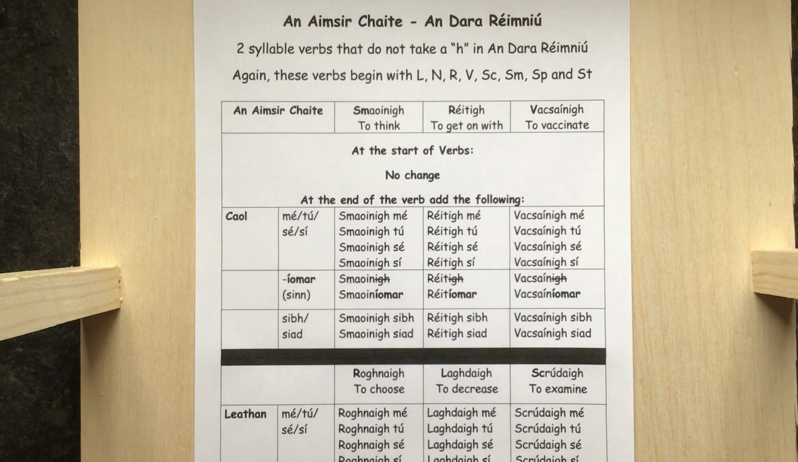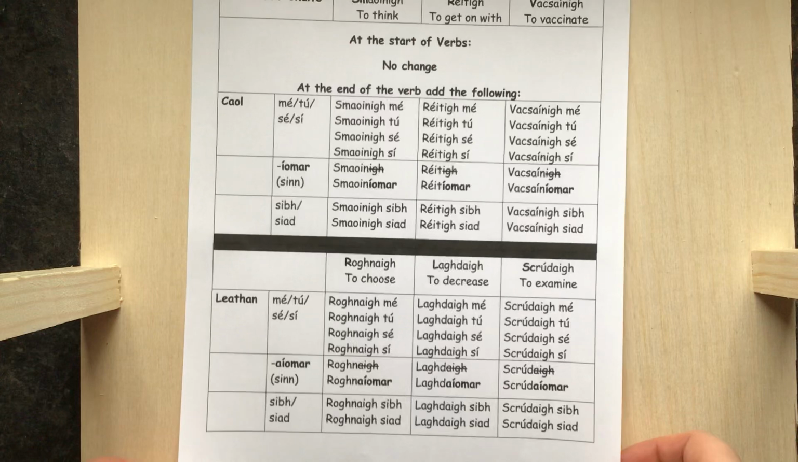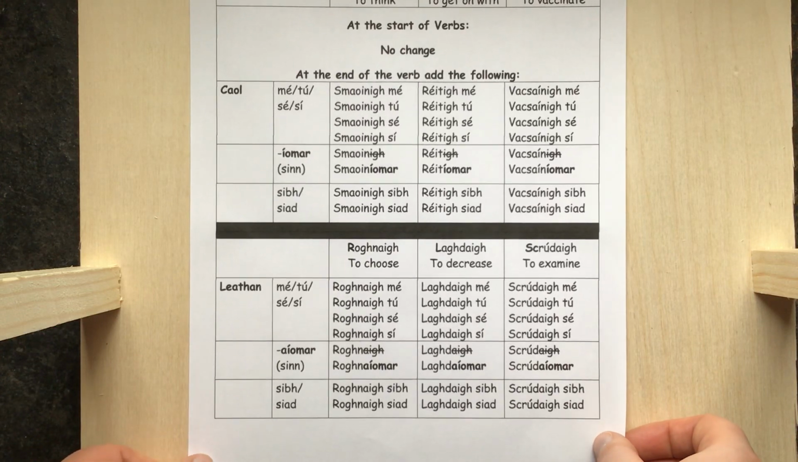If we look at the lahan endings then, we have three possible examples. So we have raunig, we have leidig and we have scrudig. Again, we're going to look at the we form because the we form is the only one that takes an ending in the Aimsir Chaite.